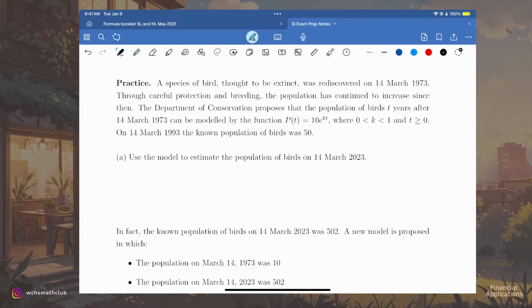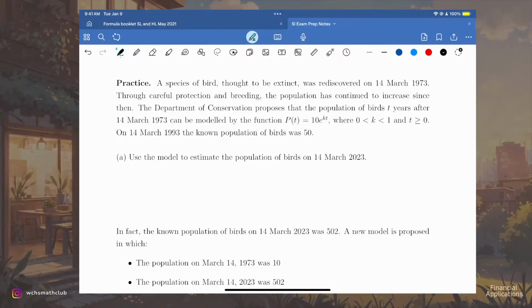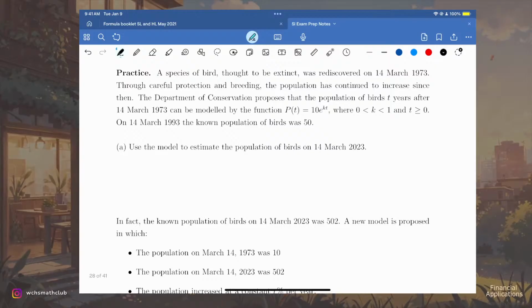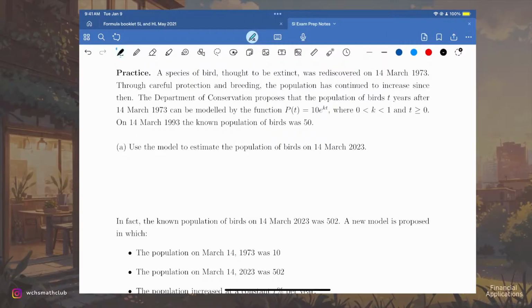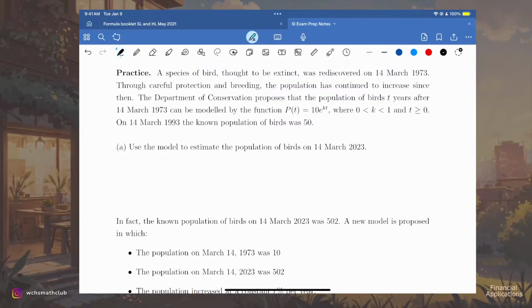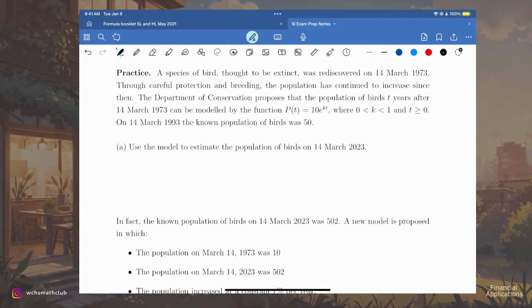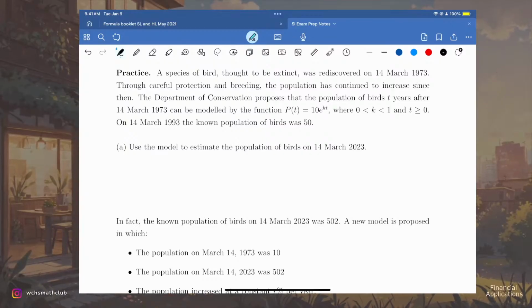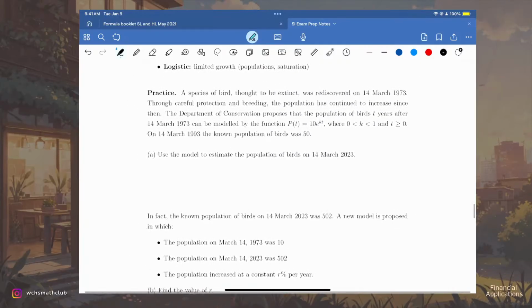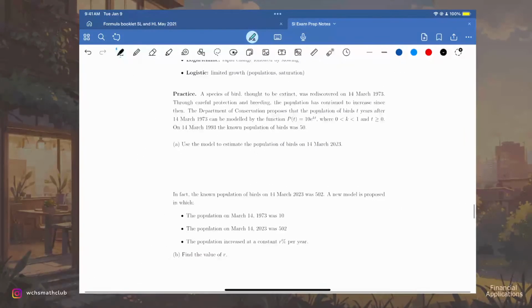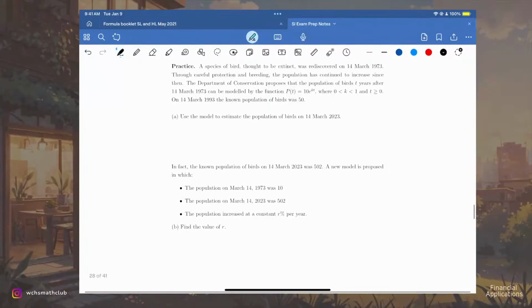For instance, if your question here is: a species of bird thought to be extinct was discovered on 14th March 1973, and then through careful protection and breeding, the population has continued to increase since then. The Department of Conservation proposes that the population of birds t years after 14th March 1973 can be modeled by the function P(t) = 10 times e to the power of kt, where k is between 0 and 1 and t is bigger than 0, where on 14th of March 1993 the known population of birds was 50. So which model would you use and how would you do it? I'll be giving you guys 5 minutes to look through this question.